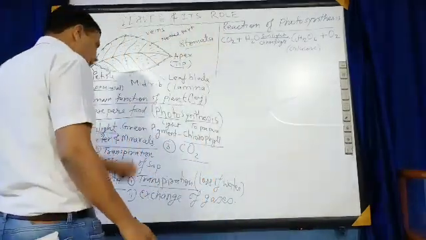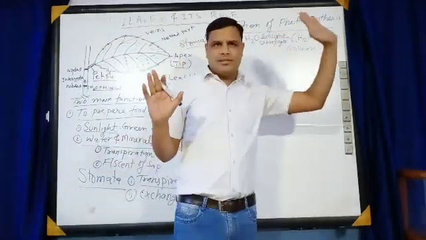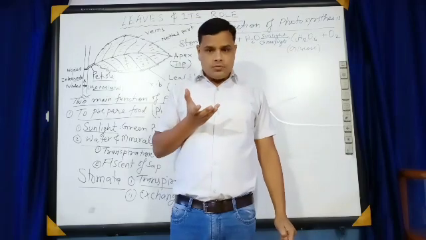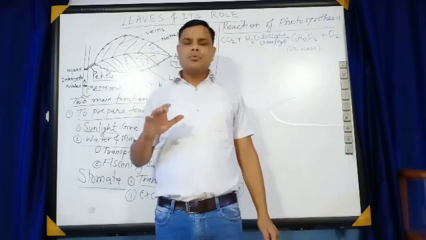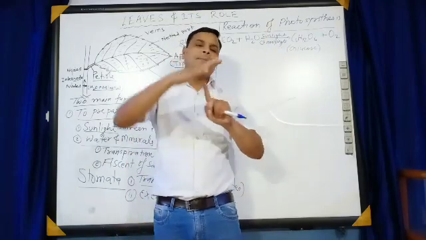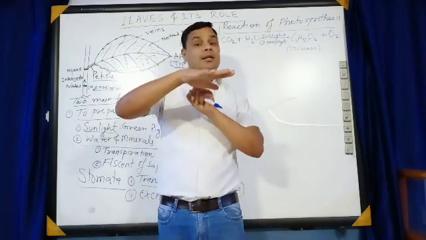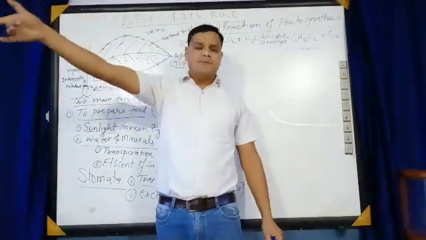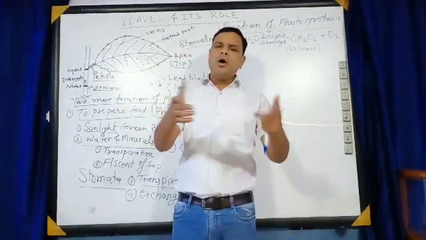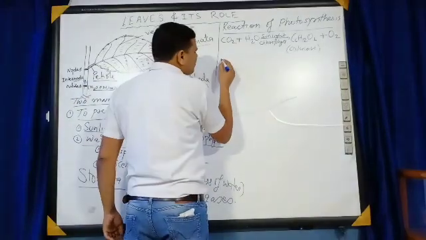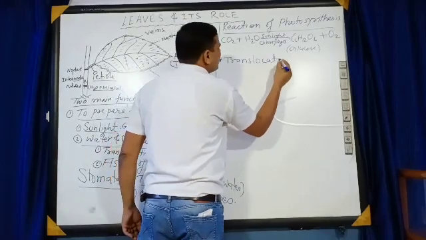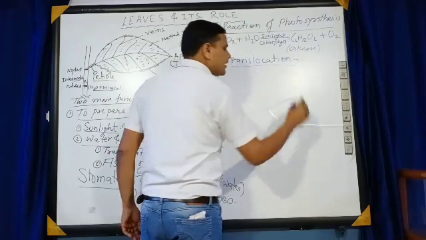Now, after the plant has prepared the food by photosynthesis, how will the plant transfer this prepared food? When your mother prepares the food, she transfers it to the different family members. Just like that, the leaf has prepared the food, and now the leaf will transfer it to the different family members, that is the stem, the flower, the branches. That process is known as translocation.